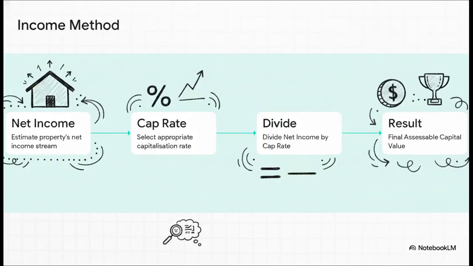So, how do we actually calculate capital value in the real world? One major way is through income capitalization. This 4-step method requires the assessor to first estimate the property's net income stream, then select an appropriate capitalization rate or yield. Then, by dividing the net income by that cap rate, you arrive at the final assessable capital value. It is elegant math for sure, but there's a catch. It requires highly reliable market yield and income data to actually work accurately.